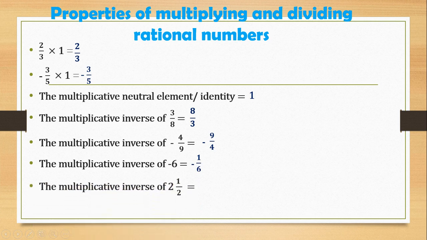And the multiplicative inverse of 2.5, let's write this mixed number as an improper fraction. 2 times 2 is 4, 4 plus 1 is 5, 5 over 2. So the multiplicative inverse of 5 over 2 is 2 over 5. Multiplicative inverse of 0.2. Let's write this decimal as a fraction. 0.2 in simplest form is 1 over 5. So the multiplicative inverse of 1 over 5 is 5 over 1 or 5.